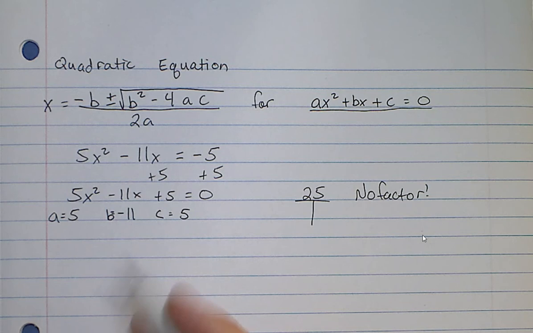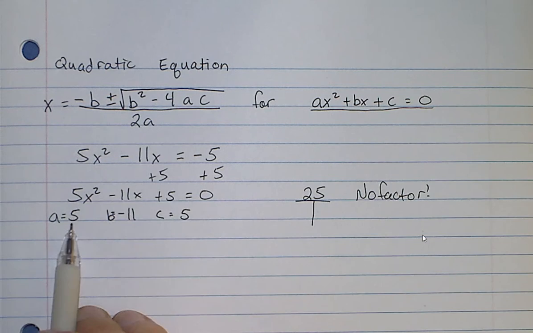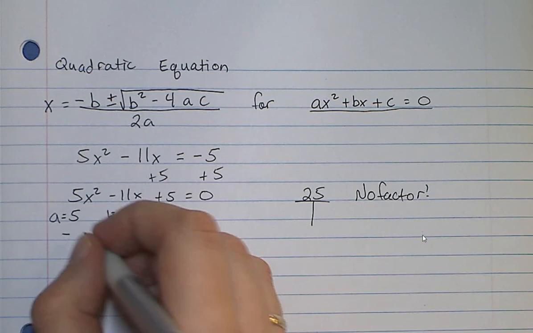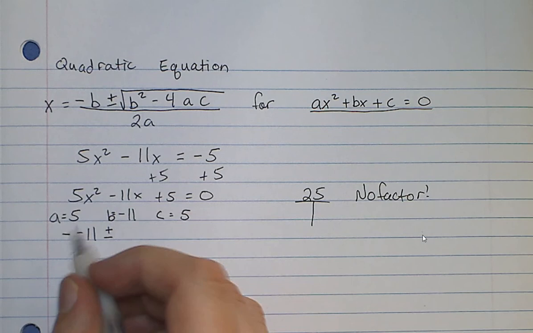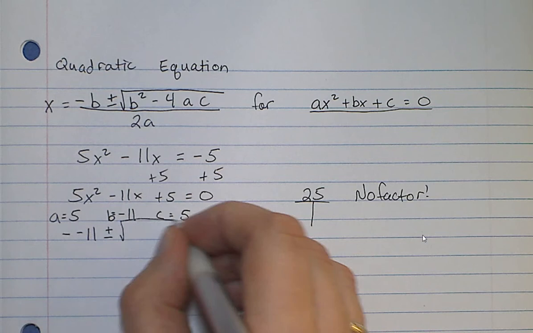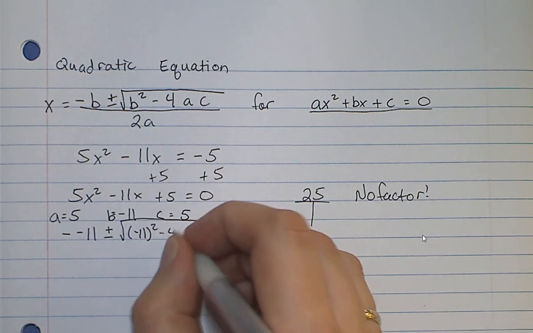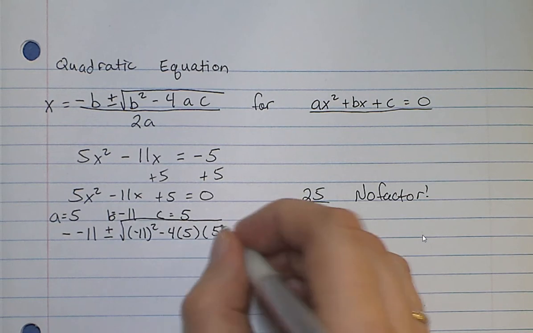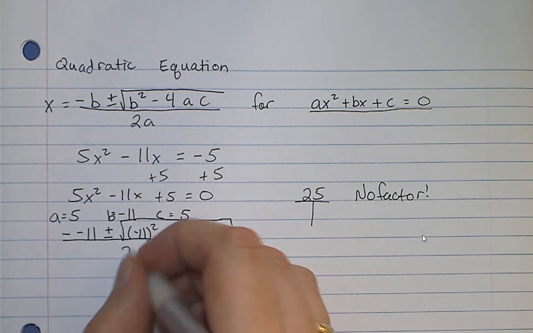So first thing I'm going to do is I'm just going to substitute stuff into this formula right here from a, b, and c. So first I'm going to do negative, and then b is negative 11, so it's negative 11. If you want to change that right now, you can. Plus or minus the square root of negative 11 squared minus 4 times 5, which is a, times 5, which is c, all over 2 times a, which is 5.